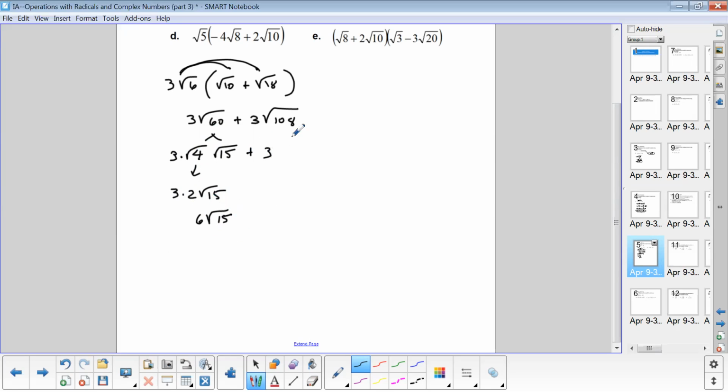Plus 3 times, and the 108 would be the square root of 36 times 3. Square root of 36 becomes 6. So this will be 18 square roots of 3, and I'm finished. And I know that because the radicands are different. So I cannot add those together.